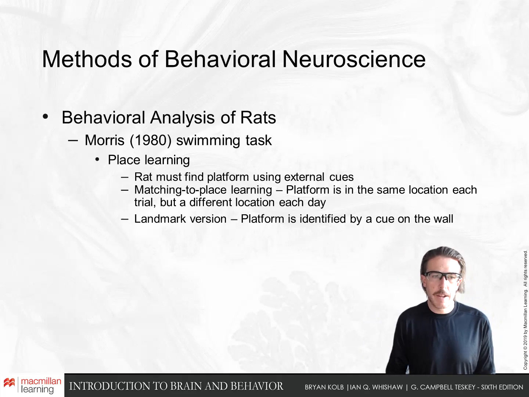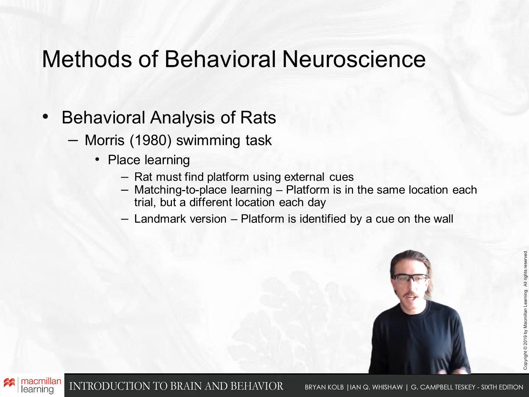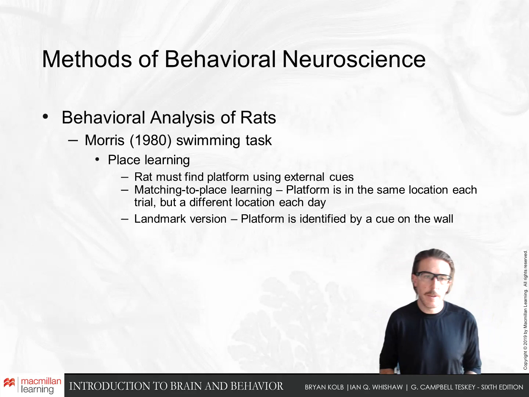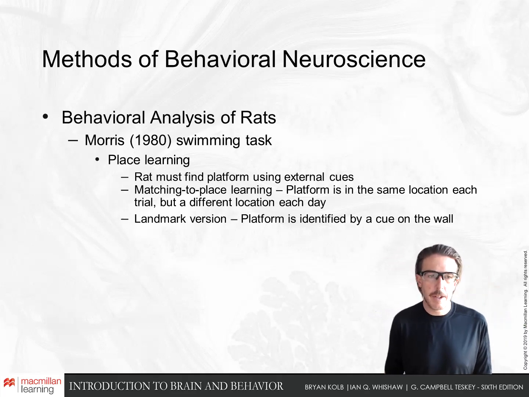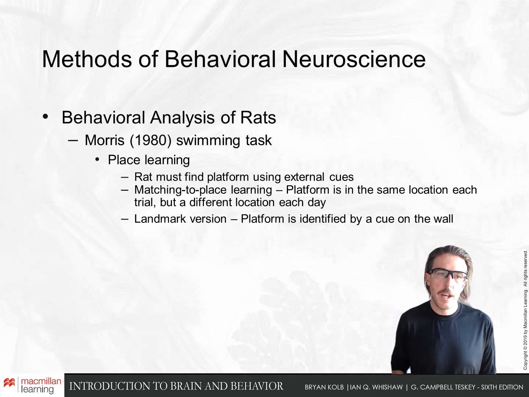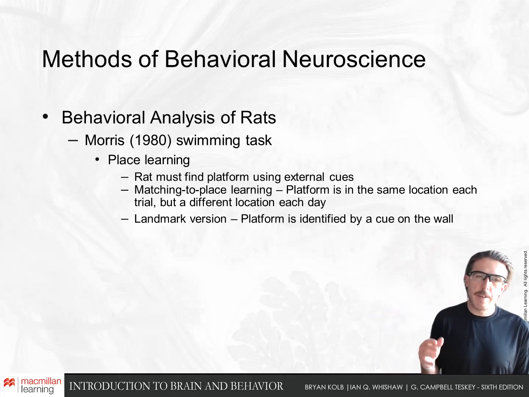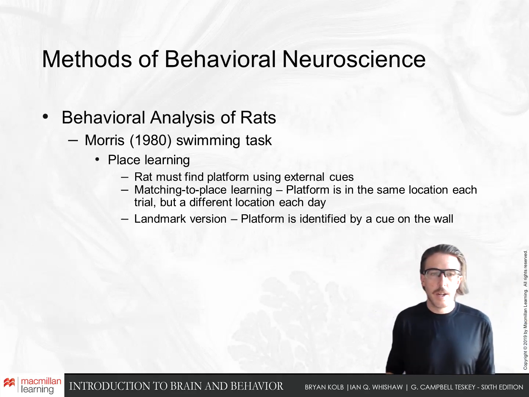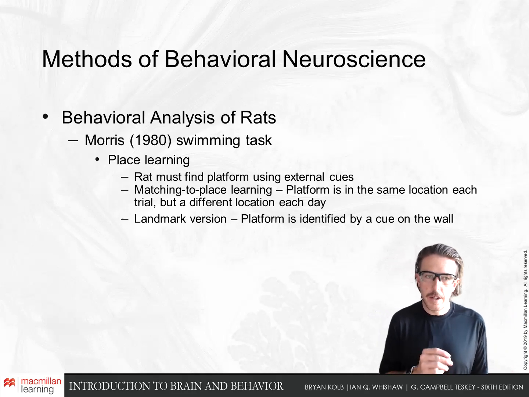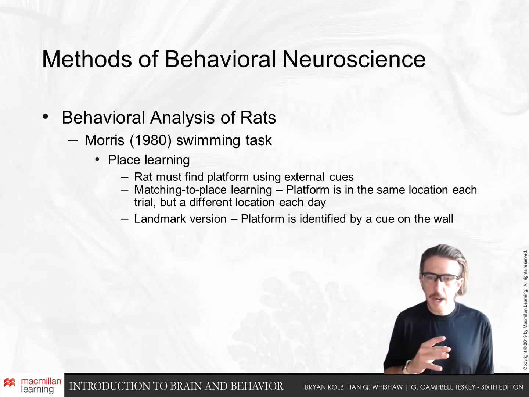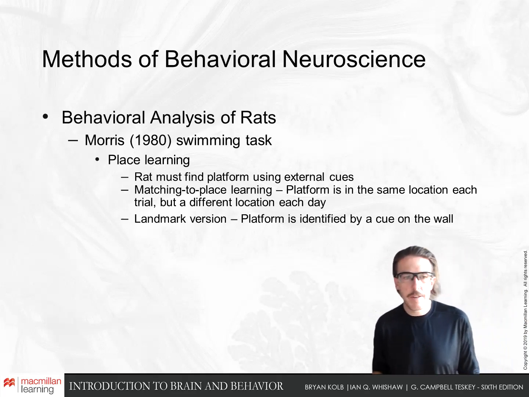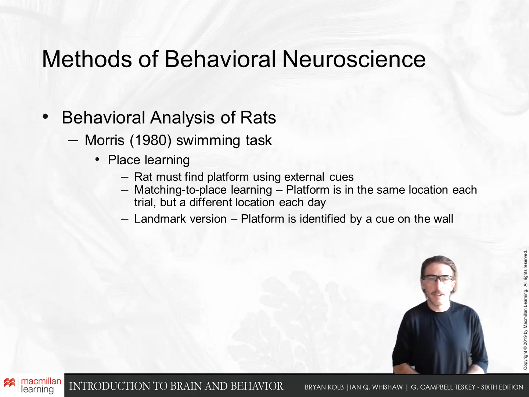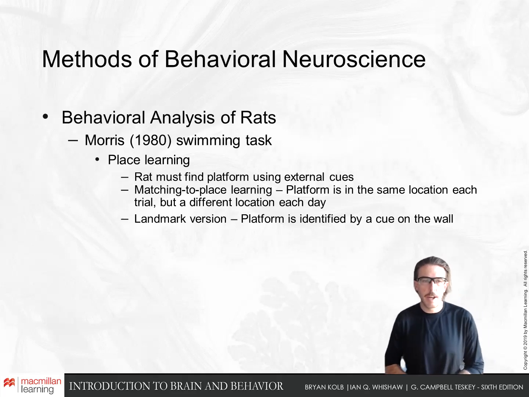In a matching to place learning task, on every given day, this platform changes, but then it continues to be in the same place throughout the day, allowing researchers to study not only how fast the rat can learn how to find the platform on any given one day, but how they can improve at this general strategy of learning to find the platform over multiple days, even if it changes in location.